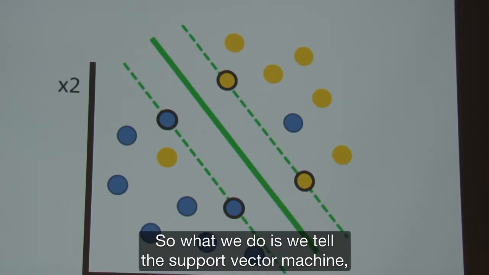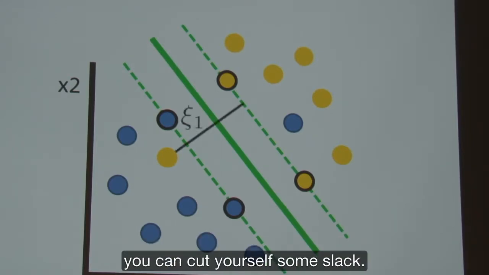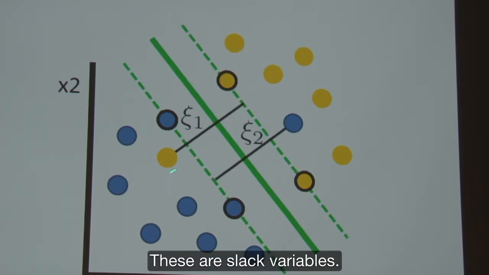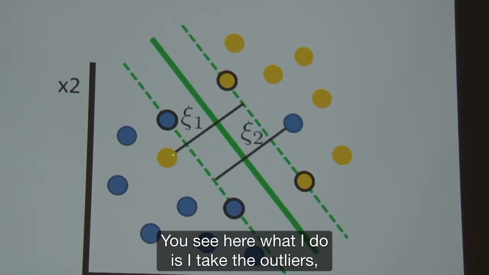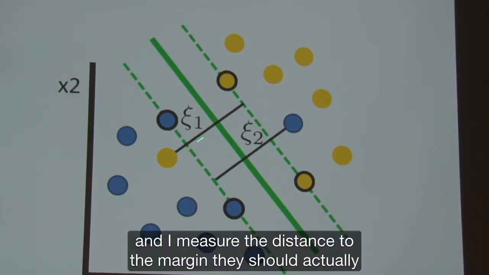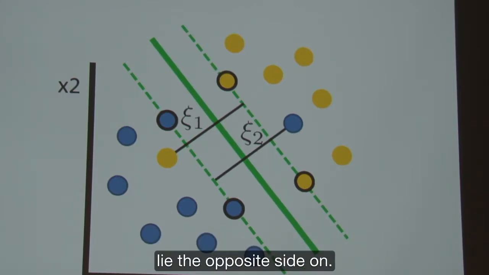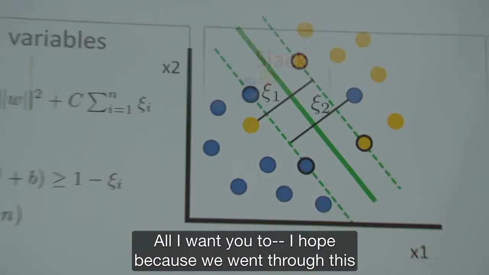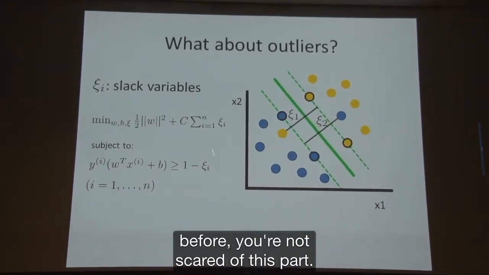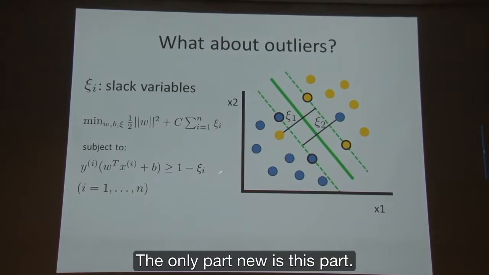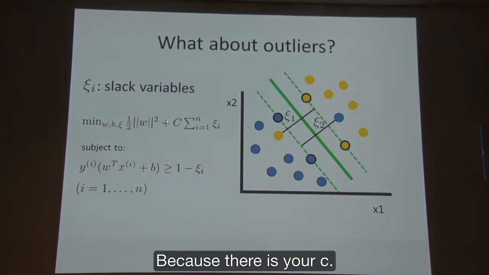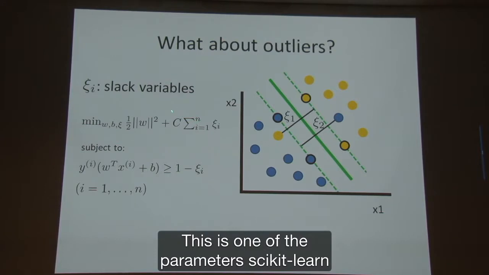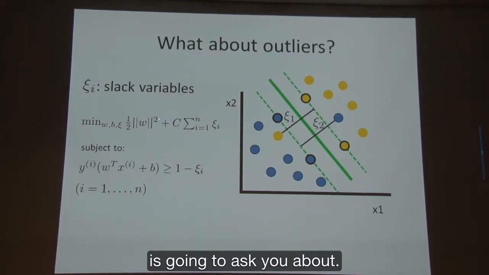So what we do is we tell the support vector machine, you can cut yourself some slack. These are slack variables. You see here what I do is I take the outliers and I measure the distance to the margin they should actually lie on the opposite side of. Those are the slack variables. And you don't have to care about all of this. I hope, because we went through this before, you're not scared of this part. The only part new is this part, and that's also the only part you care about, because there is your C. This is one of the parameters scikit-learn is going to ask you about.